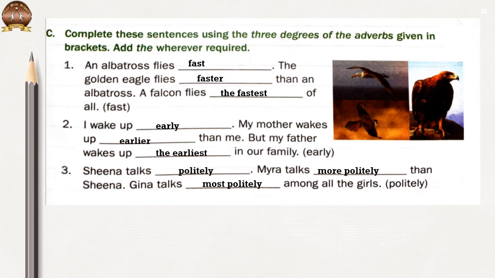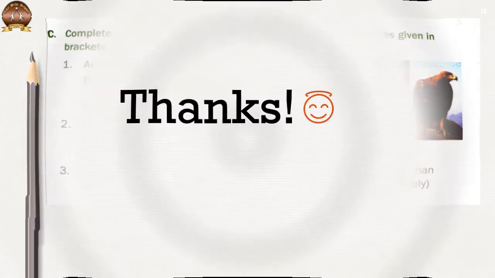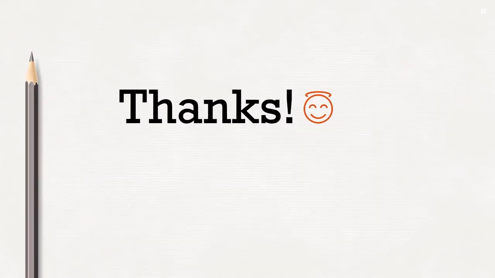See? Fast, faster, fastest. When the word is short, with few syllables, then we add er and est. But when the word is bigger, like politely, four syllables, then we use more and most, just like adjectives. Now here we are over with the adverb chapter.